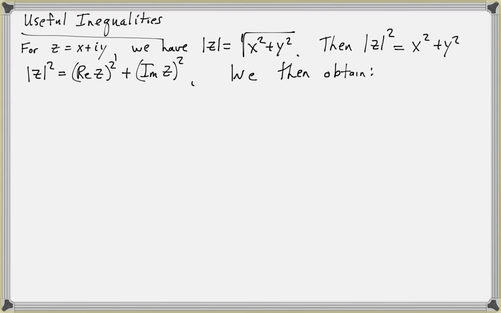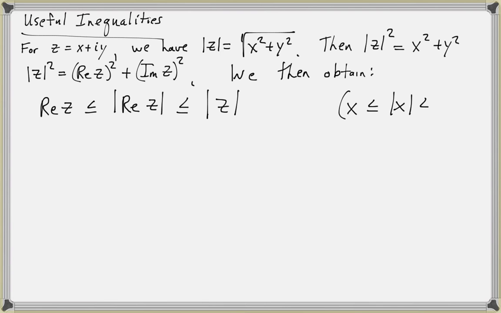We see that the real part of z will be less than or equal to the absolute value of the real part of z. We note that the real part of z is just a real number, and so the modulus of a real number is exactly the absolute value of that real number. So the modulus of a real number just reduces to absolute values. So the real part of z is less than or equal to the modulus of the real part of z, and by the previous expression we see that the real part of z must be less than or equal to the absolute value of z. In terms of components, x is less than or equal to the absolute value of x, which is less than or equal to the square root of x squared plus y squared.